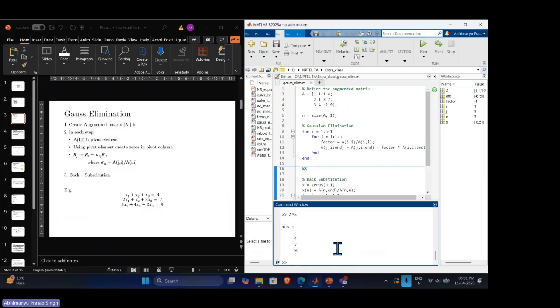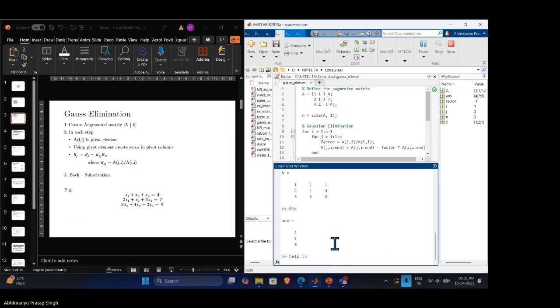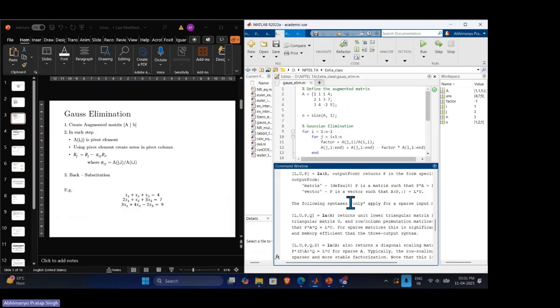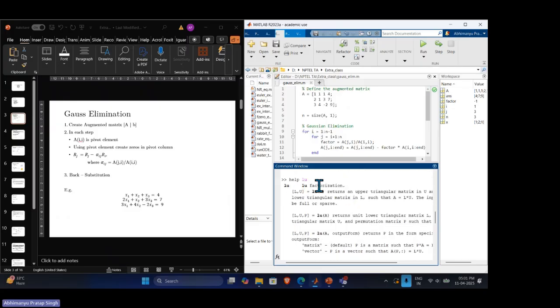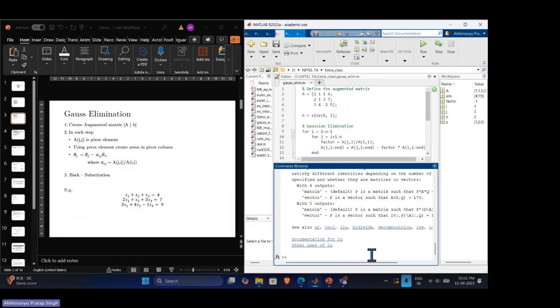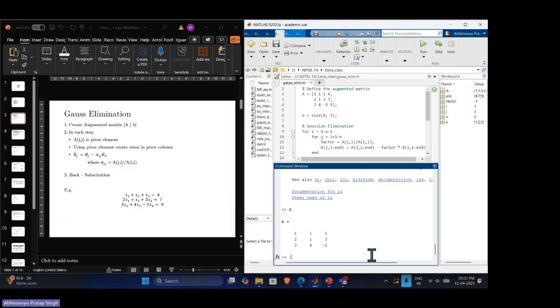Now let us try to do this using LU decomposition. Let me just look at that. So this is the code function for LU factorization or LU decomposition. It returns an upper triangular matrix U and a lower triangular matrix L such that A is equal to L times U. I think I wrote it correctly. So this is our A matrix. Let us do LU decomposition on this.